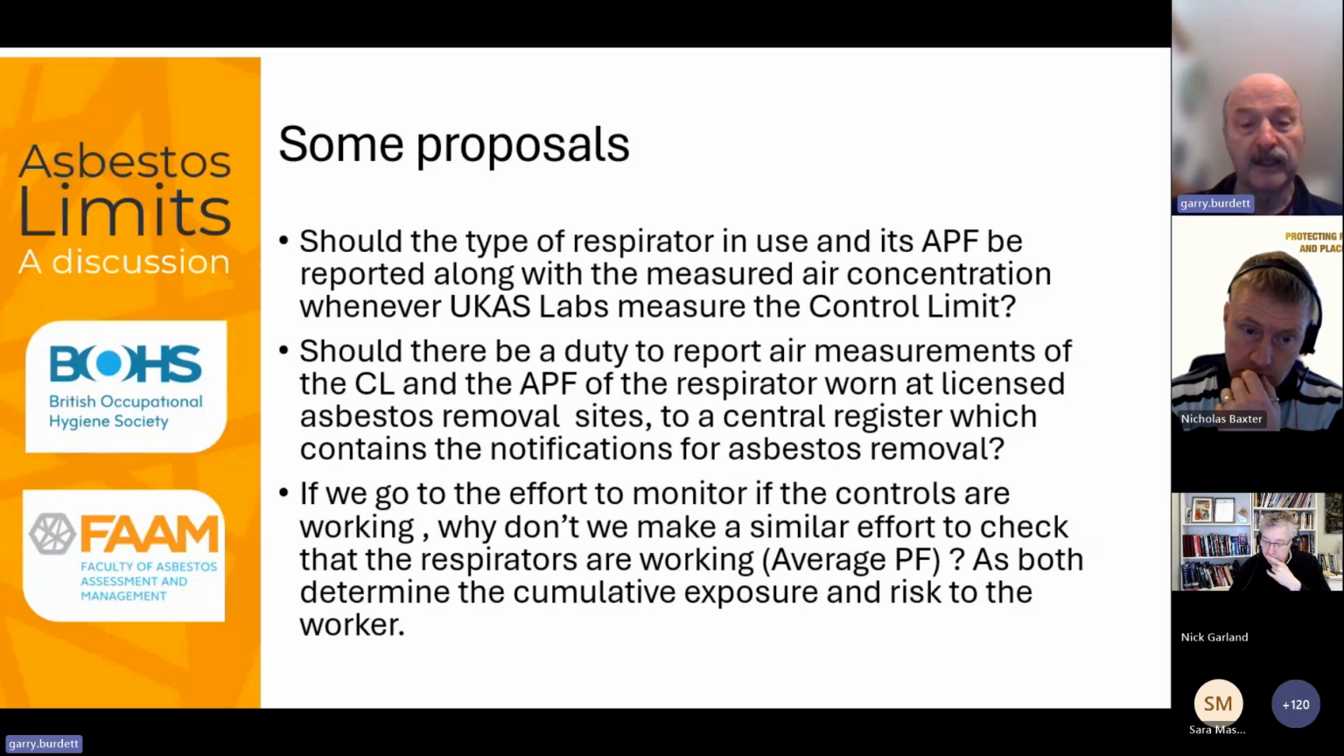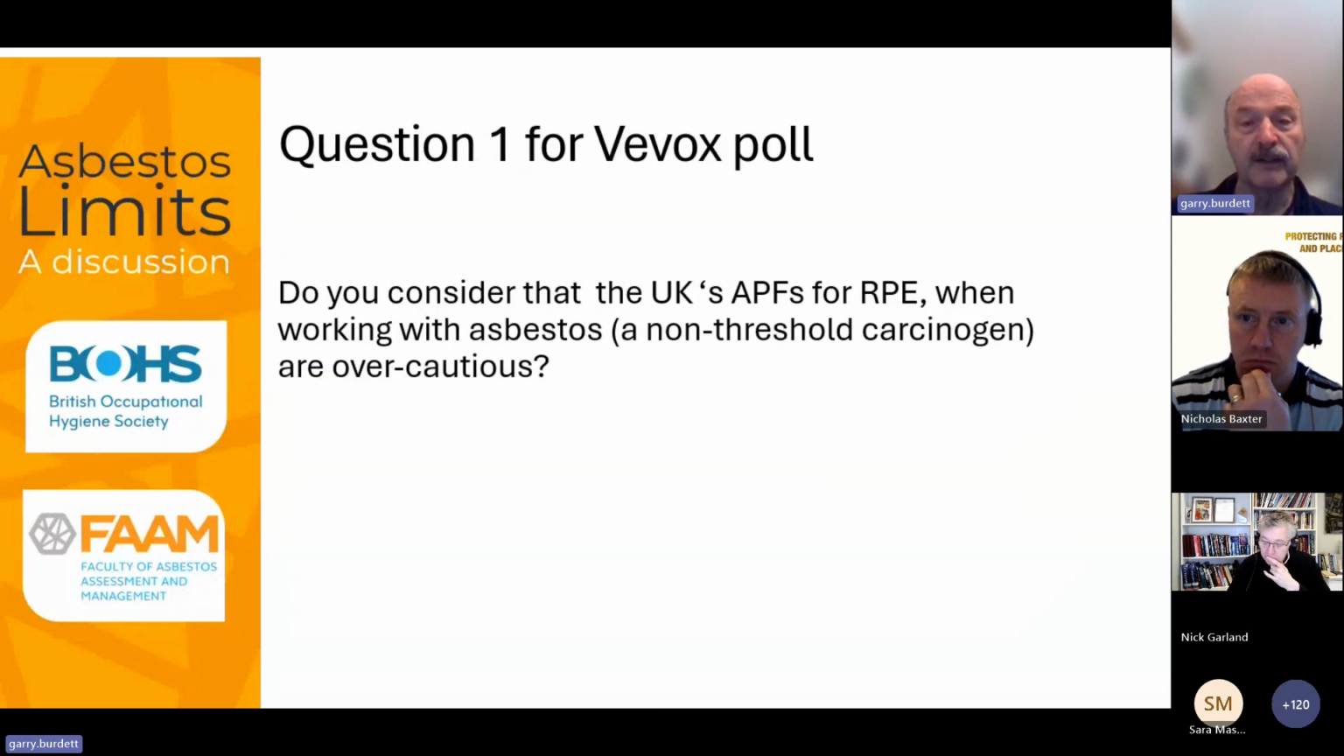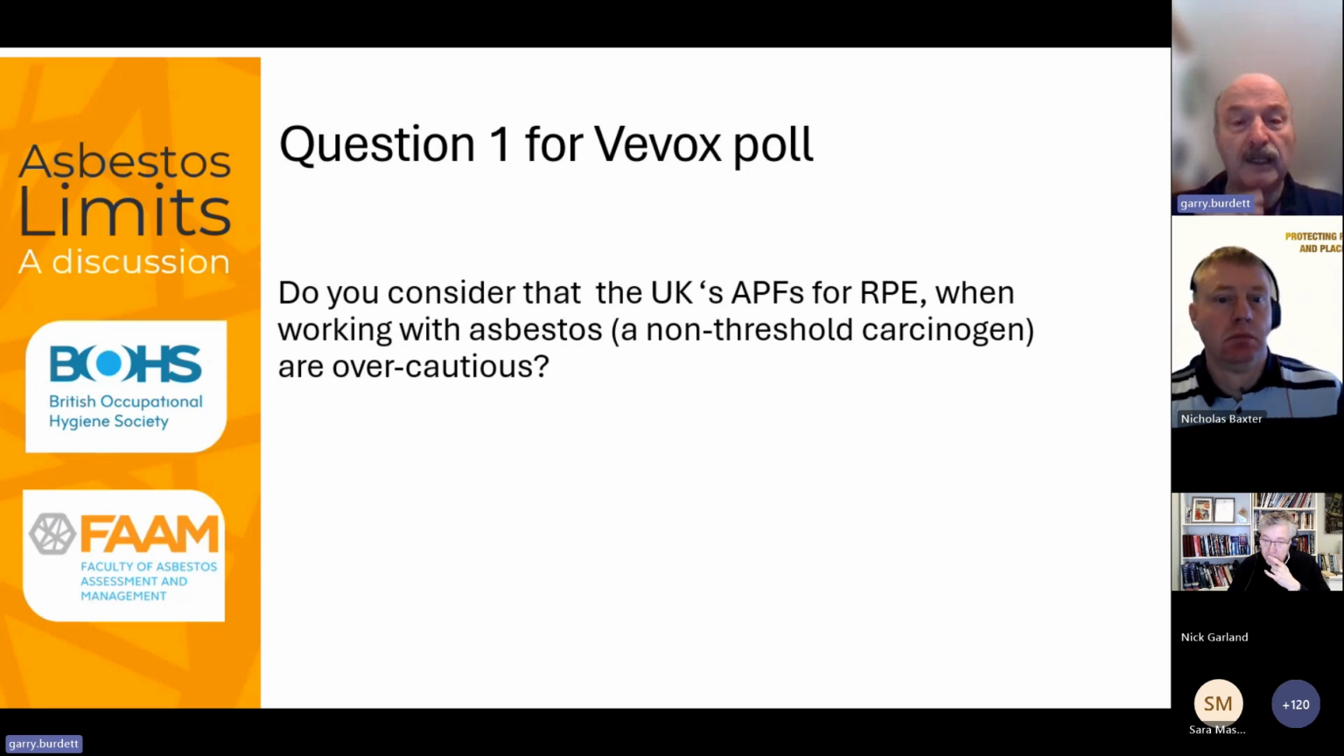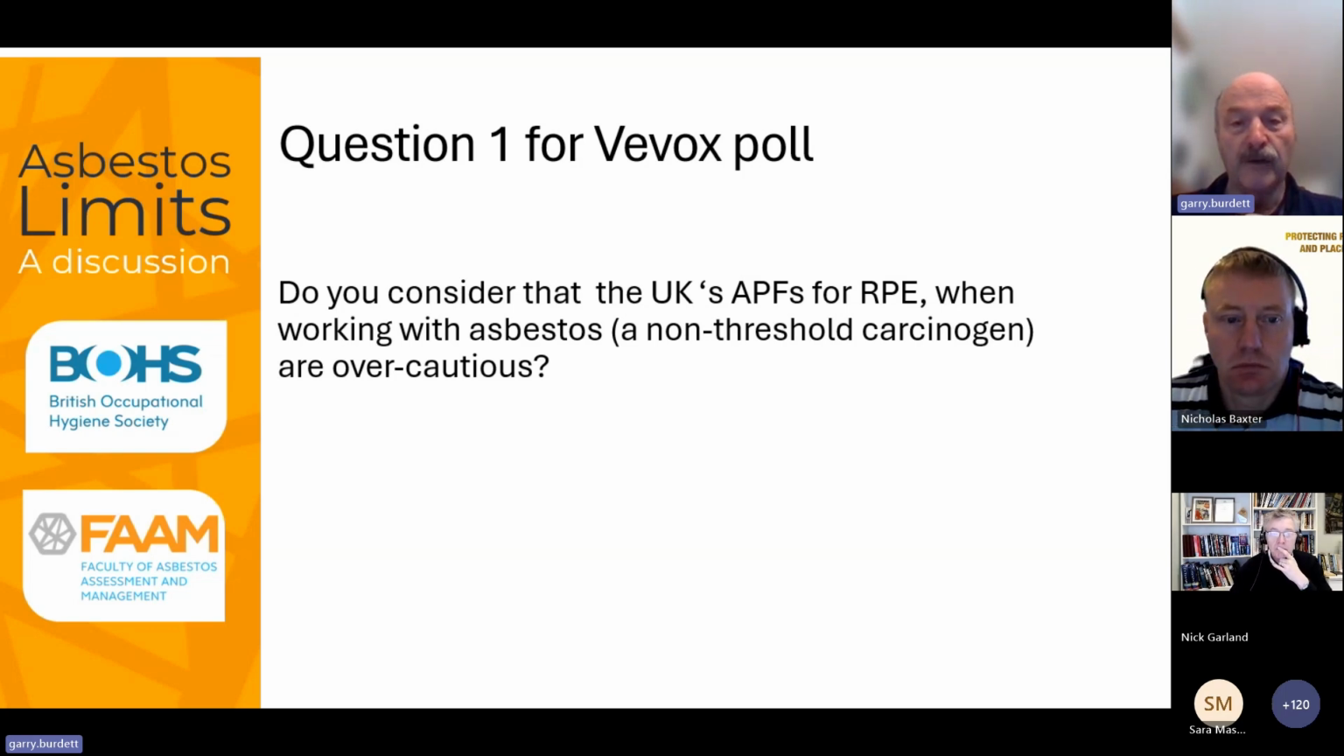And think about it. If we go to all this effort to monitor if the controls are working, why don't we make a similar effort to check that the respirators are working? And this is where I come back to average PF. How well does a respirator perform, because it's the average performance of the respirator that determines the cumulative exposure and the risk to the workers. So finally, I'm going to put a question for the VVOX poll up. Do you consider that the UK's APFs for RPE, when working with asbestos, a non-threshold carcinogen, are overcautious?